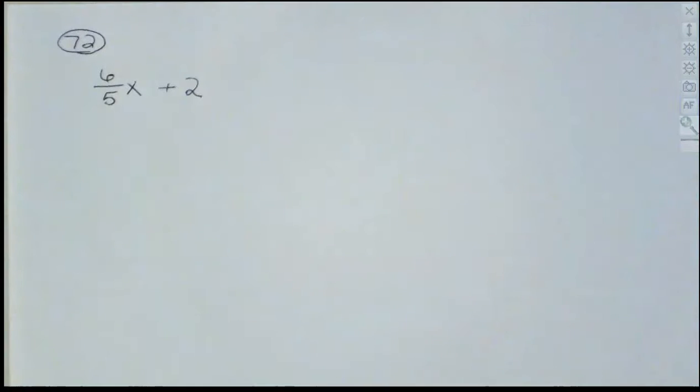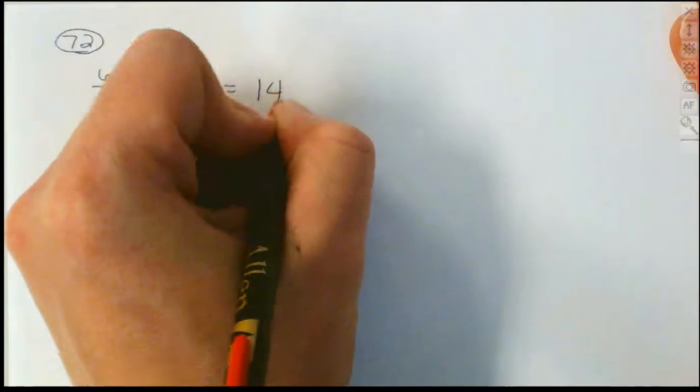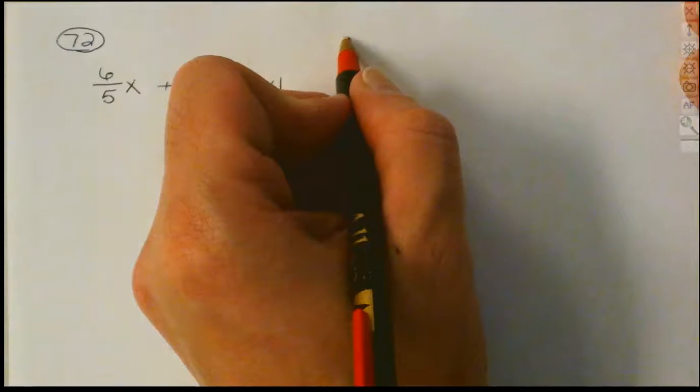Is everyone okay with how I did that? Because we do the 6/5 x first, and then we're going to add 2 to that. Then we have the "is," and what does that mean? Okay. "Is" means equals, right? "Is" means equals, so that's going to equal now what? 14.